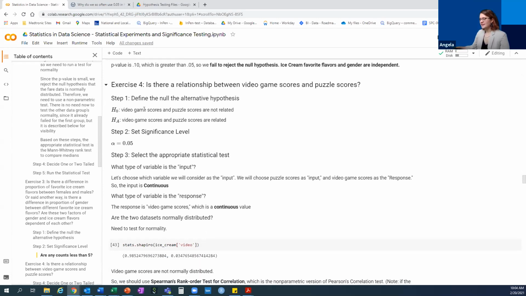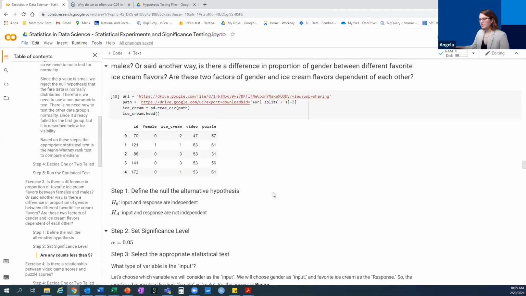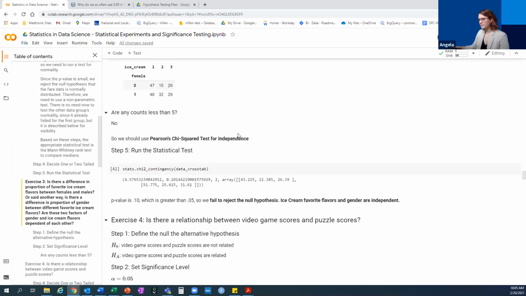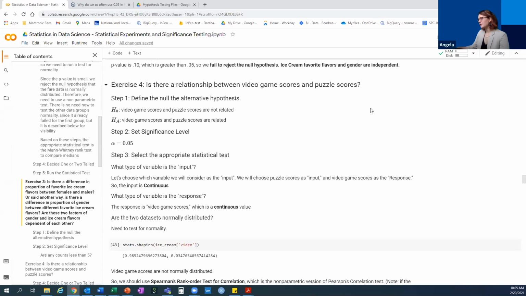All right, next exercise. I'll give some other different examples here. I'd like to know if there's a relationship between video game scores and puzzle scores in the same data set. I'll go ahead and scroll back up to show you those variables again. So you'll see here there are 2 columns that have scores in them, video and puzzle. And I found out from the data documentation, this means video game. All right, so we just want to know if there's a relationship. So we're going to say that they're not related in the null hypothesis and that they are related in the alternative hypothesis.